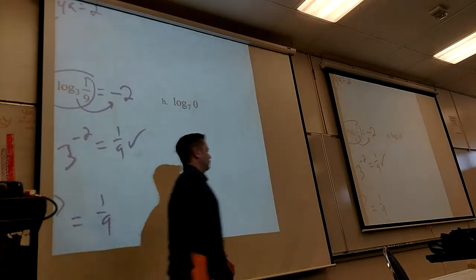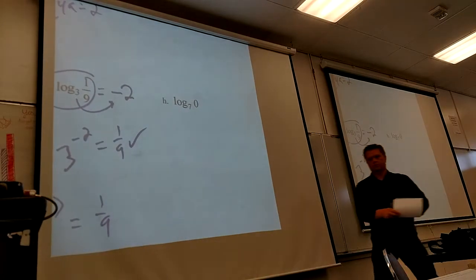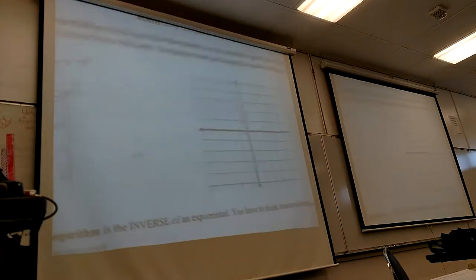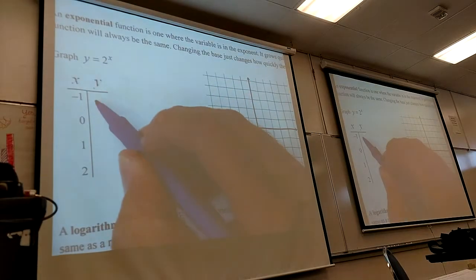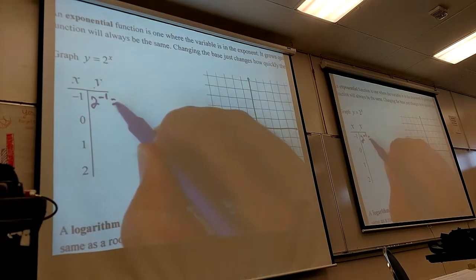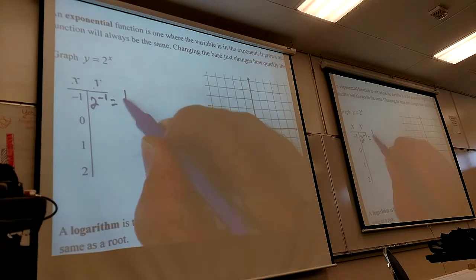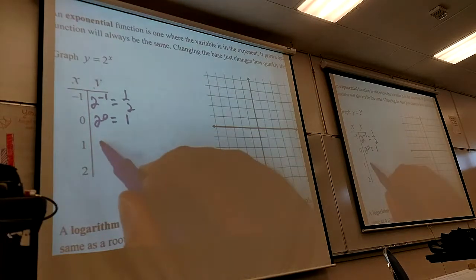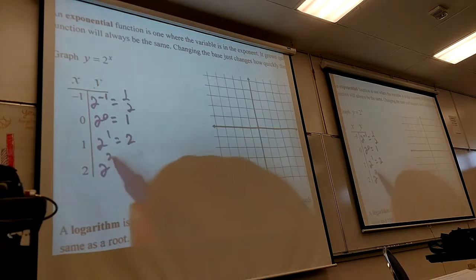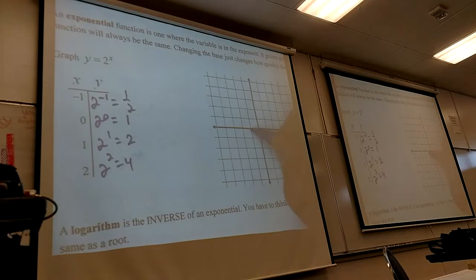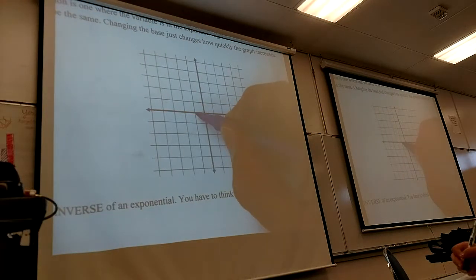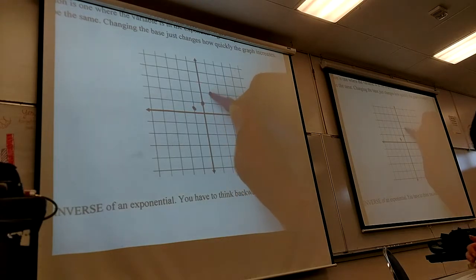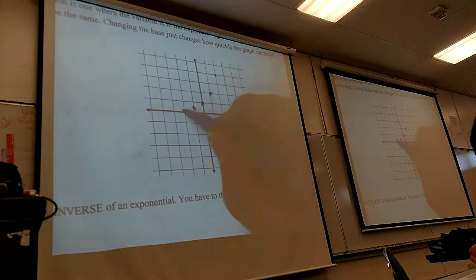In fact, let's go back to this graph that you had to make and point this out. On this graph you had to make, it's going to help us out with this problem. When you plug a negative 1 in, what is 2 to the negative 1? 1/2. 2 to the 0 is 1. 2 to the first power is 2. 2 squared is 4. So we've got to graph this. Negative 1 goes to 1/2. 0 goes to 1. 1 goes to 2. 2 goes to 4. So it looks like this.